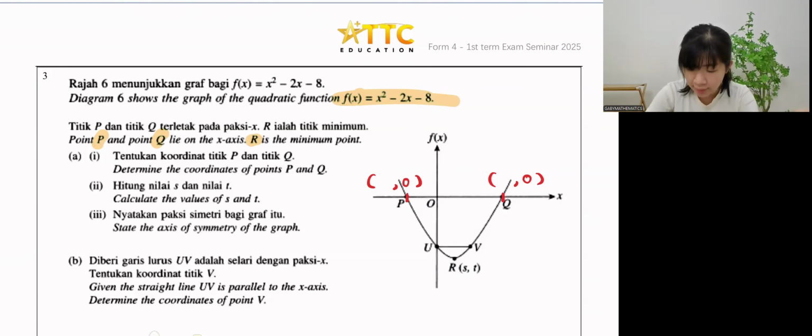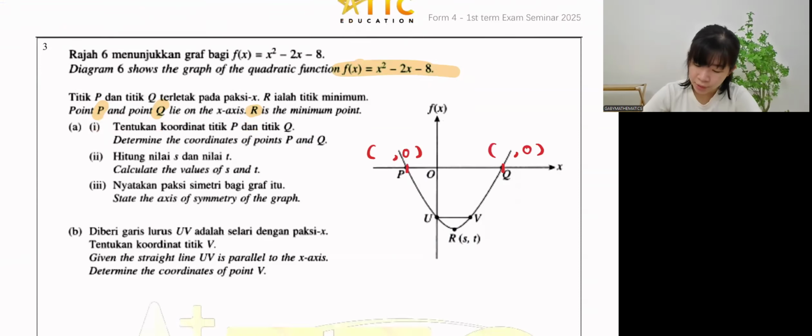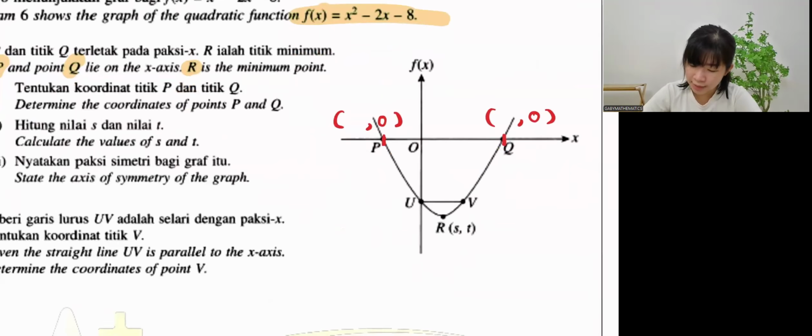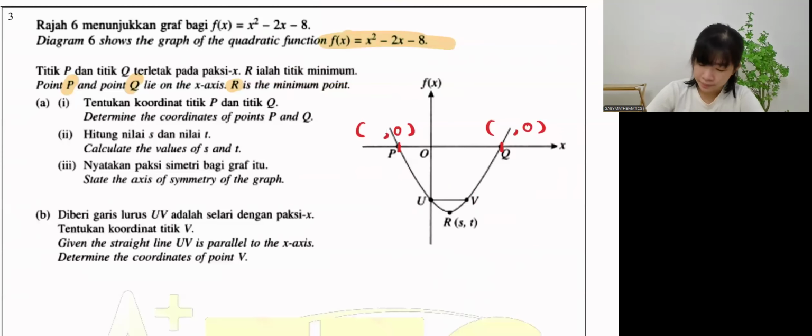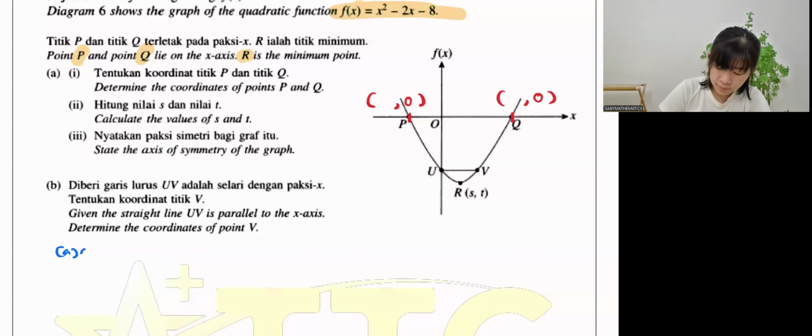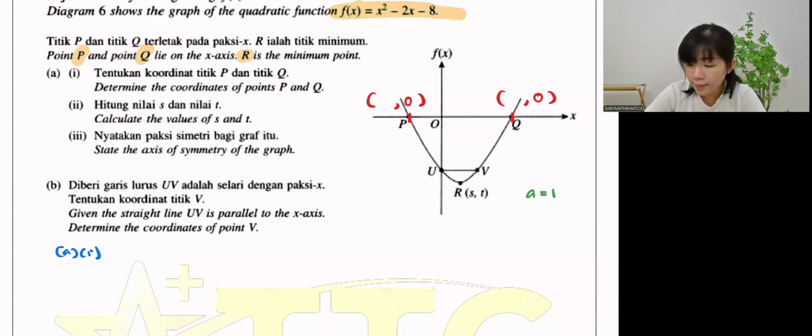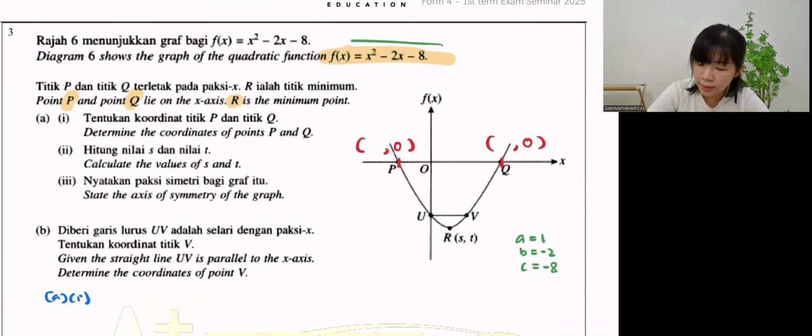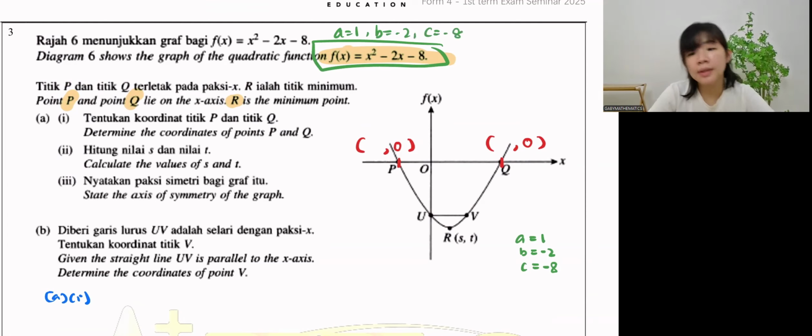Correct? Okay. Now guys, key in. You don't have to write long step. I just need the x1, x2. The A is 1, B is negative 2, C is negative 8. Okay, from the question, this one. A is 1, B is negative 2, C is negative 8. What do you get?